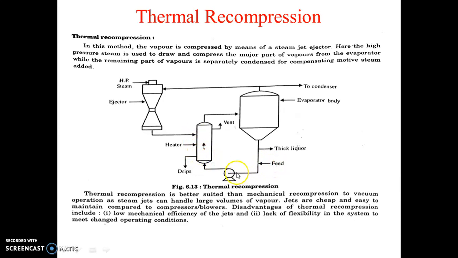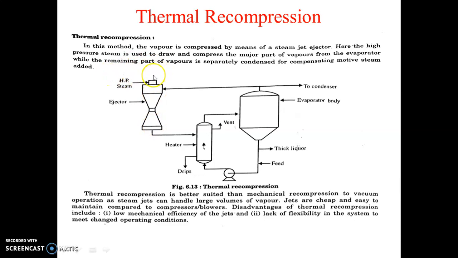Then you have to circulate this feed into this evaporator body. So the evaporation is taking place here, and part of the vapors are fed to the condenser, and part of this vapor is fed to this steam jet injector.